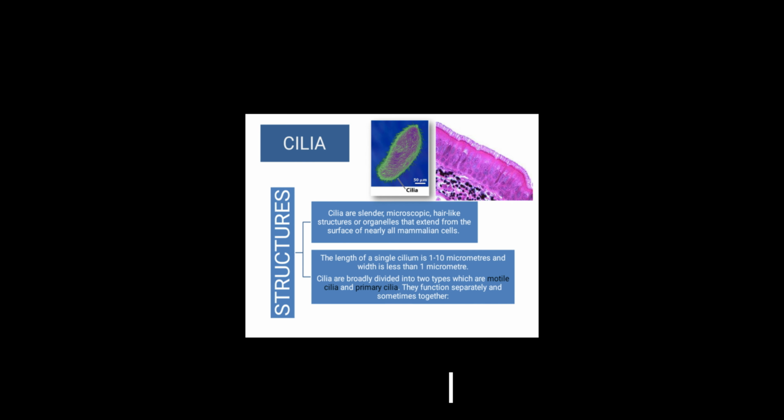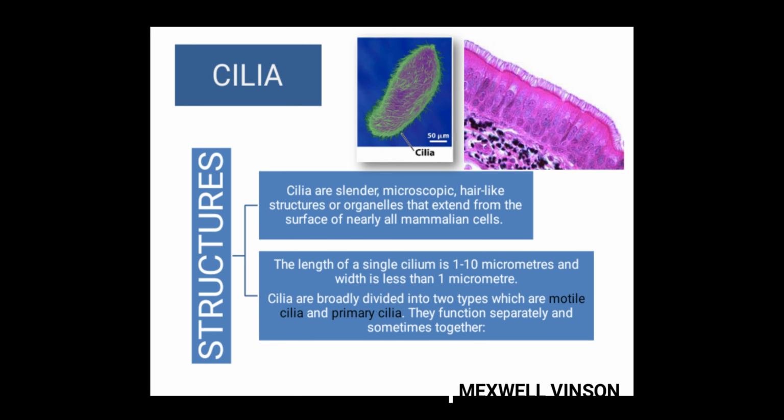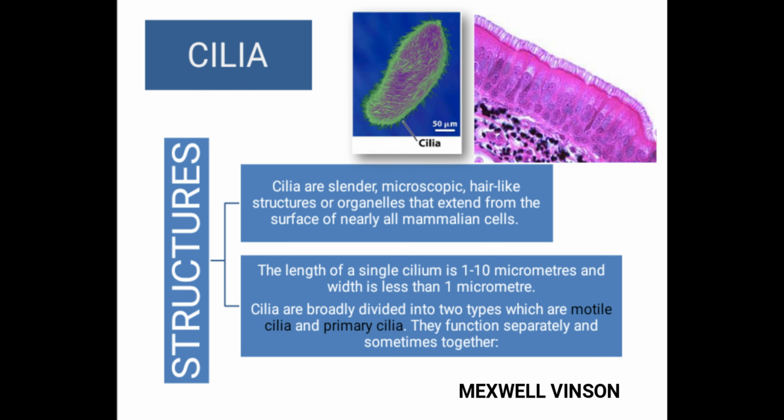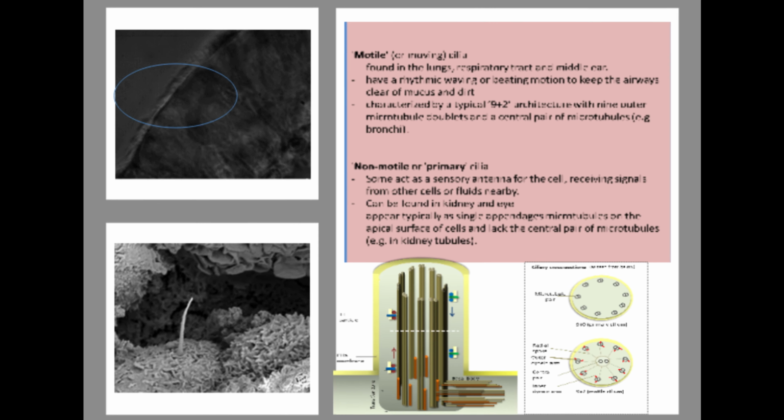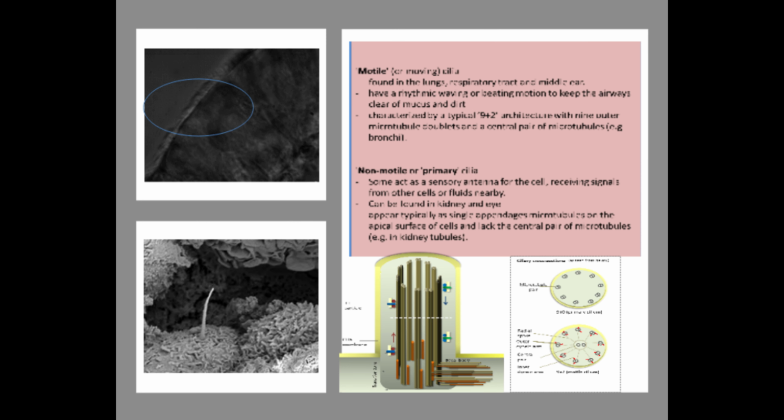Another important organelle is cilia, which are hair-like organelles that extend to the surface of mammalian cells. They are motile cilia and primary cilia. These are the descriptions of both cilia, but the major differentiating factor is that motile cilia are used for moving, while primary cilia are used as antennae or receptors rather than for movement.